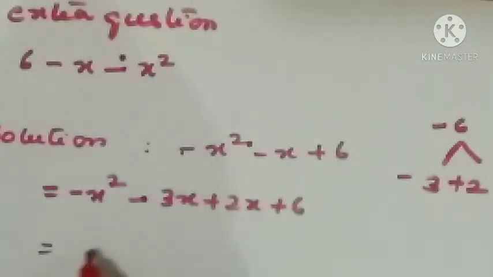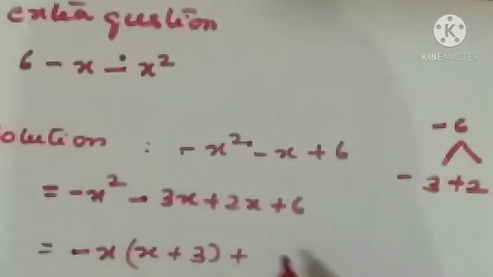Now what is common in this? Minus x I can take common, right? So what is remaining? X plus 3. Now here I can take 2, and what is remaining? X plus 3. So x plus 3 is the common now. So x plus 3 I am taking out. So what is remaining? Minus x plus 2. So this is the answer. So x plus 3 and minus x plus 2 is the answer only.